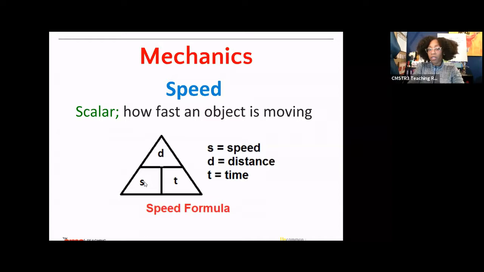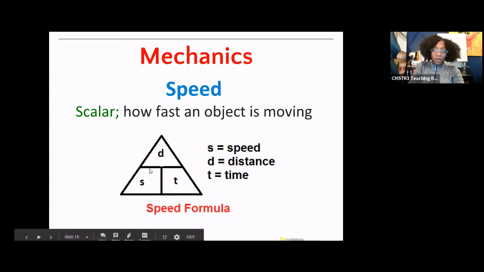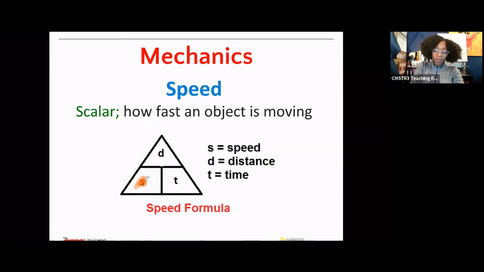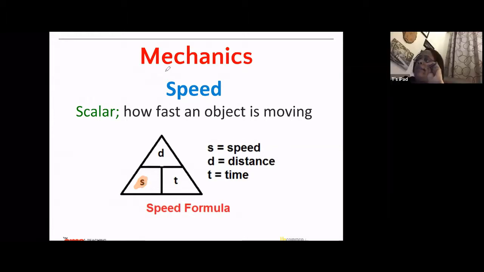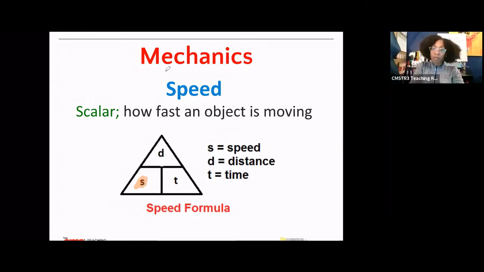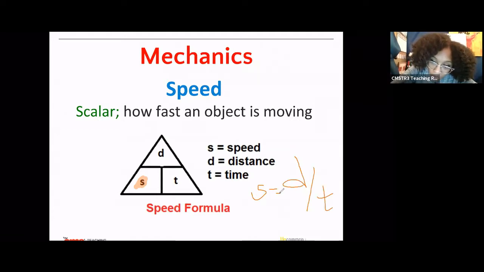So say you wanted to solve for speed, which is the S. All you have to do is hide the variable that you're going to try to solve for. So if I want to find speed, what's left over? Distance and time. So that means the formula for speed is equal to distance divided by time.